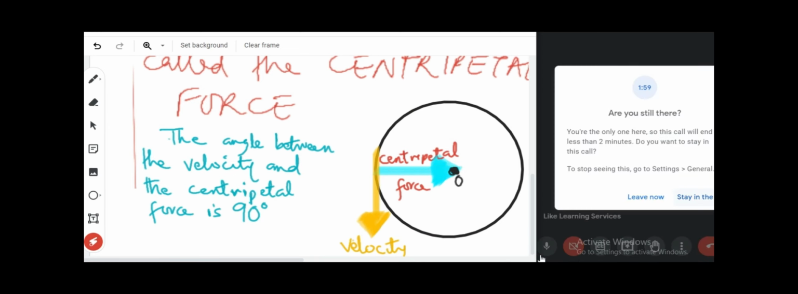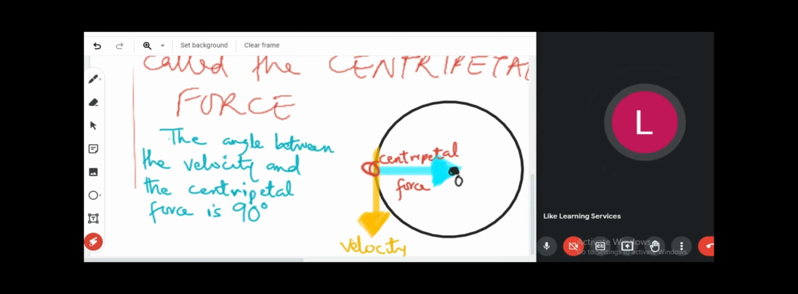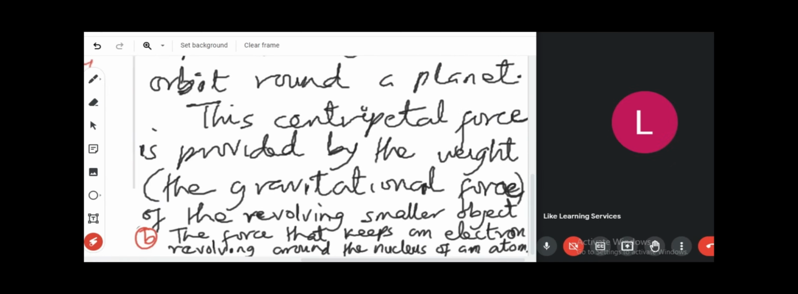And that centripetal force, what provides it is the frictional force between the tires and the road, the tires of the car and the road. It also provides the centripetal force needed for the car to move around the circular track. These are some of the examples of centripetal force in action.